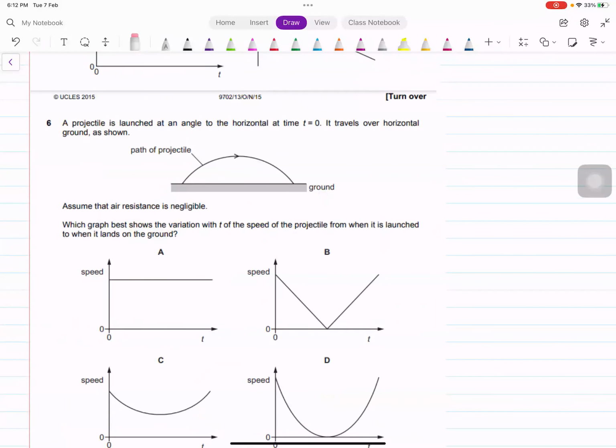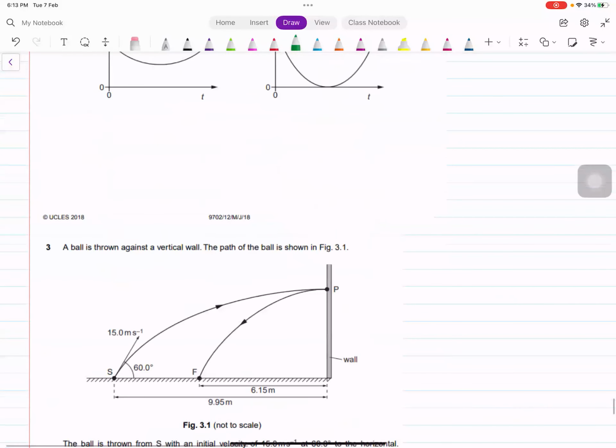Now, this graph. It says a projectile is launched at an angle to the horizontal when time is zero. It travels over horizontal ground. Which graph best shows the variation with time t of the speed of the projectile when it is launched and when it lands? Who's going to tell me that? C. Exactly. Very good, it's C. And not A, because obviously vertical velocity is going to change, and not B. It's never going to be zero. Is that clear, everyone? Good. Now you guys understand everything.